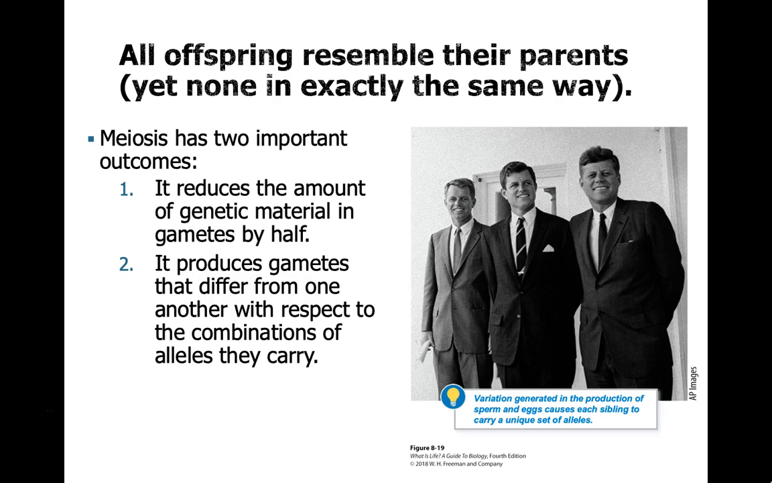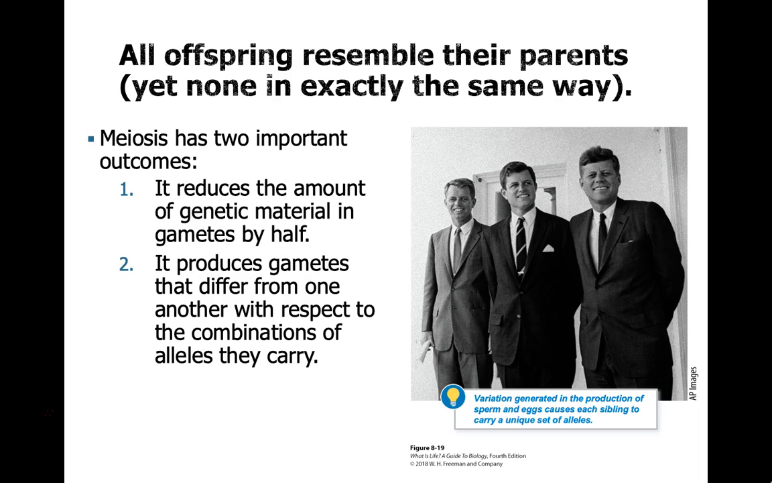So here we have John F. Kennedy. He was one of our presidents. And then we've got two of his brothers, Edward and Bobby. And if you look at them, you can see that they look similar. There are similar features between each of them that might allow you to recognize them as related. But because they have different combinations of chromosomes from their same parents, they look different. They look similar, and yet they look different. And that is one of the important outcomes of meiosis.